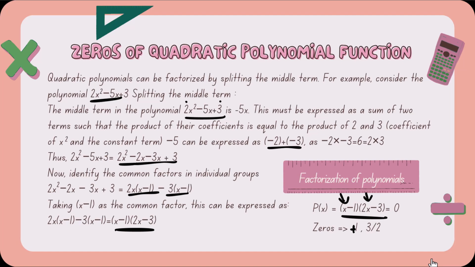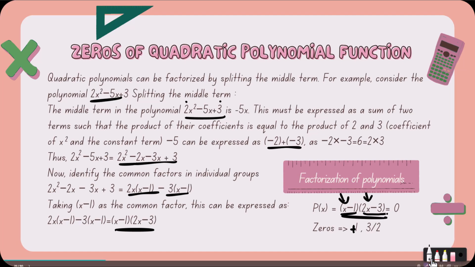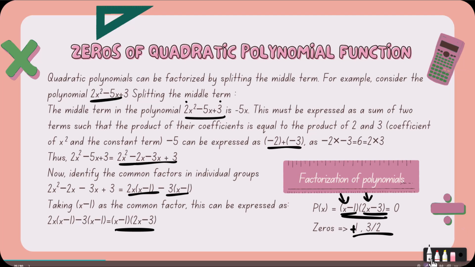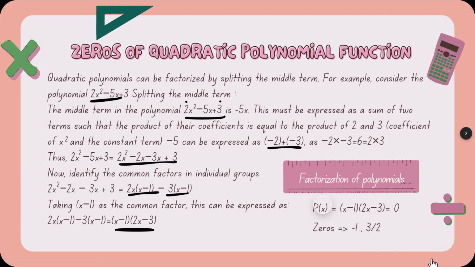So after finding the factors, find the zeros, right? So here the 0 is 1, here the 0 is 3 by 2, right? So that's the logic. Your zeros will be 1 and 3 by 2, right? This is how you are going to do it. We'll do problems and you'll get a much more in-depth idea of these questions, okay?